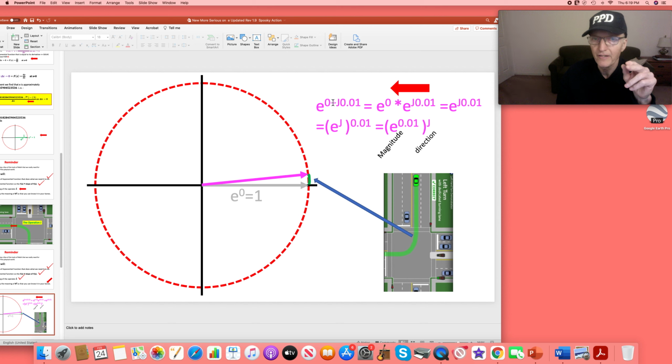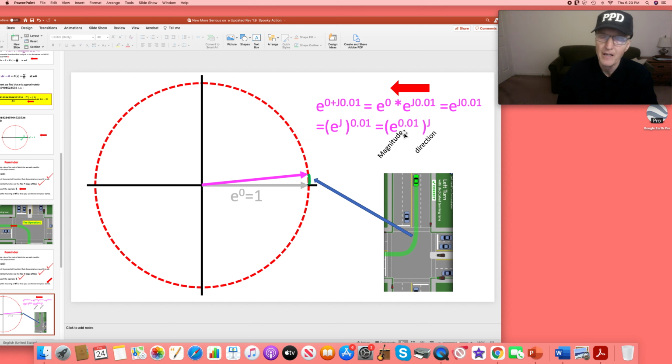So this e to the 0 plus j 0.01, where 0.01 is a small number, is equal to e to the 0 times e to the j 0.01, because when the exponents add, the exponential terms multiply. Now don't freak, because we already proved that e to the 0 is equal to 1. So it's just 1, and that goes away. You multiply anything by 1 and you just get the thing, right? So it's equal to e to the j 0.01, right?